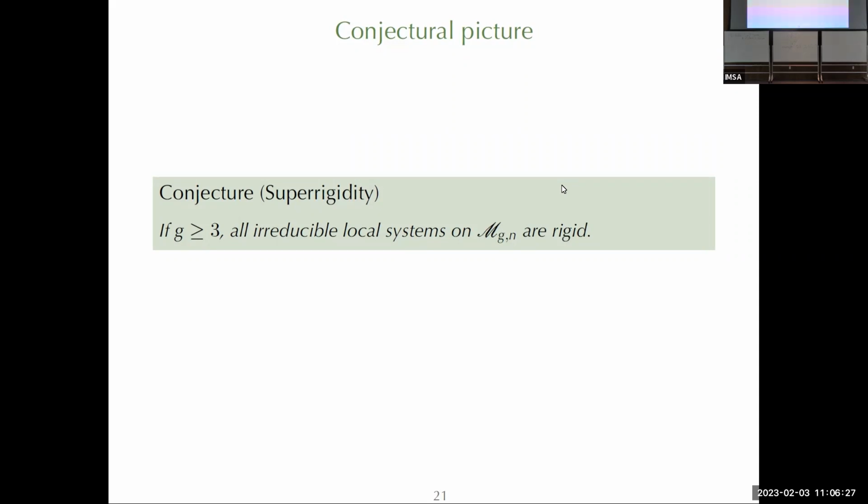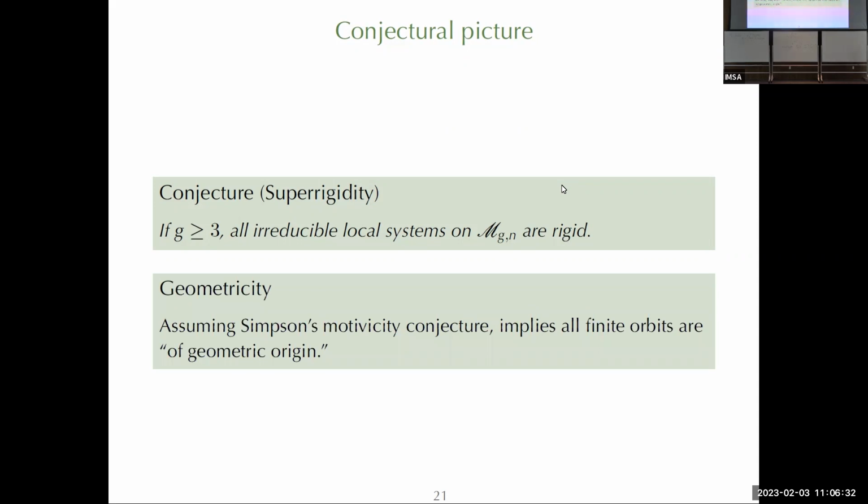So let me expand on that a little bit and expand on the analogy to superrigidity. What's the main consequence of this? The main consequence is that if you believe Carlos's conjecture that rigid local systems are of geometric origin, well, this would imply that any irreducible local system on the moduli space of curves, at least in large genus, is of geometric origin. So I would say that there's a geometric explanation for all these finite orbits. I can make that precise if you like. Of course, that's not really a classification. You can't write down a list, but if this is true, it would be a structural property for these finite orbits.